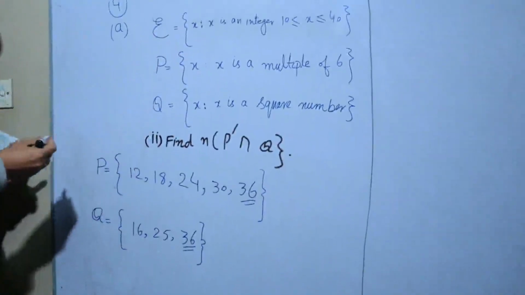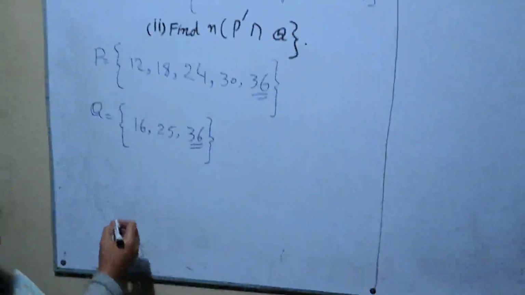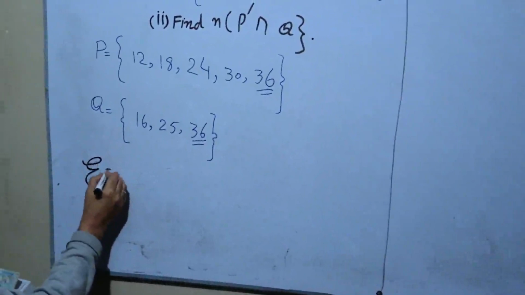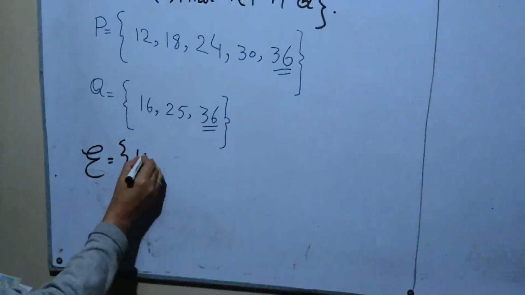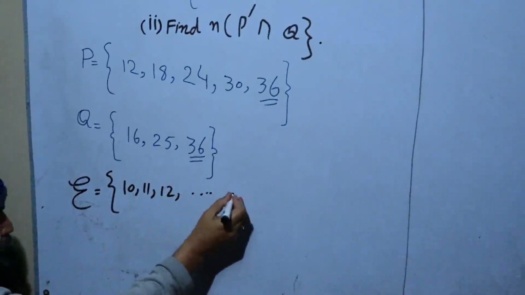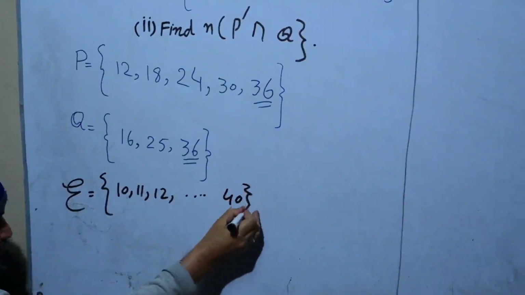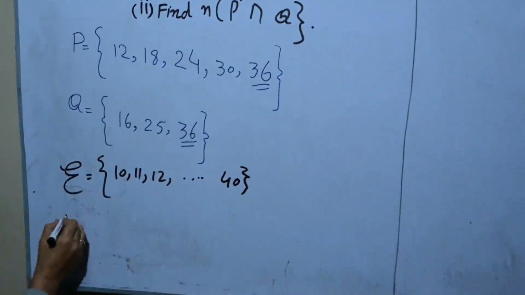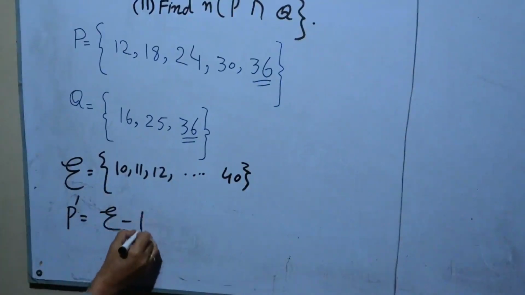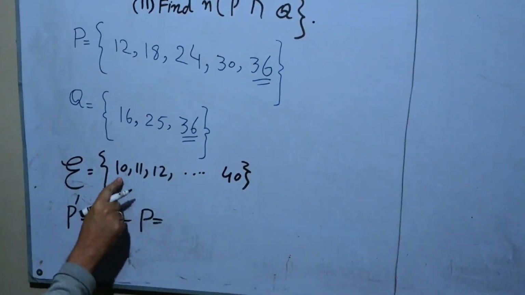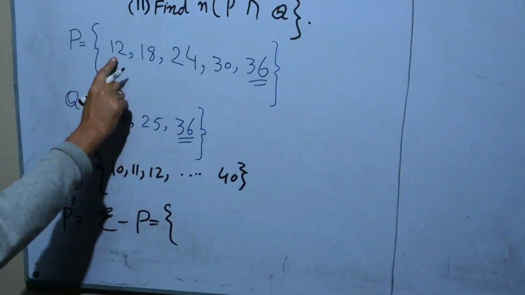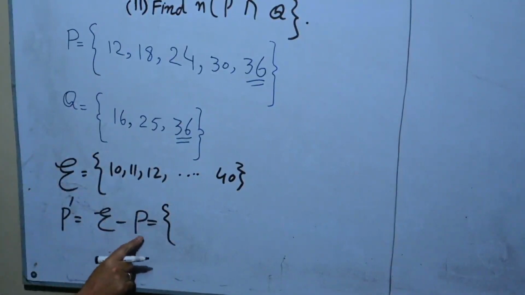First I write the universal set for you. The universal set is between 10 and 40. It is 10, 11, 12, and so on up to 40. All the integer numbers between 10 and 40. So P dash will be equal to the universal set minus P. Those elements of the universal set which are not in P. Look here, 10 is in the universal set but is not in P, so 10 will be here.